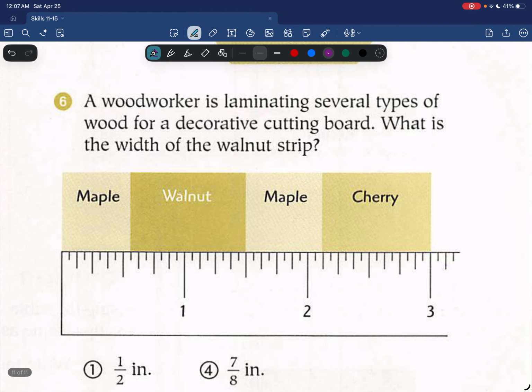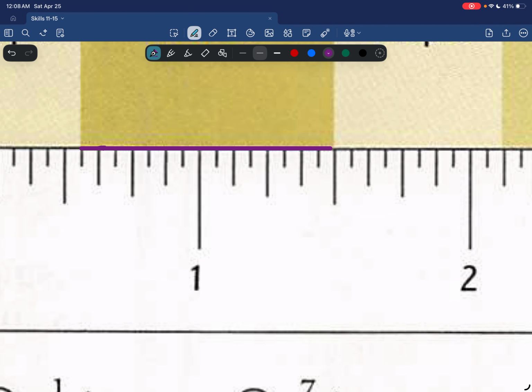Number 6. A woodworker is laminating several types of wood for a decorative cutting board. What is the width of the walnut strip? I like this question. You've got different types of wood here. You've got maple, walnut, maple, and cherry. And they want to know the width of the walnut strip. So let's take a close look here at the walnut. So we're starting from this point to this point.